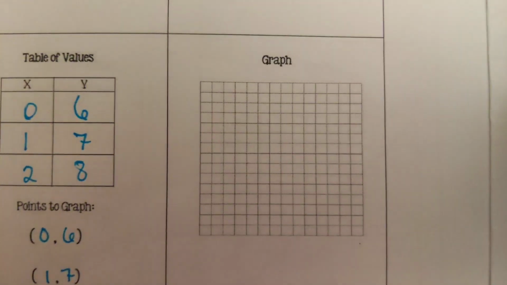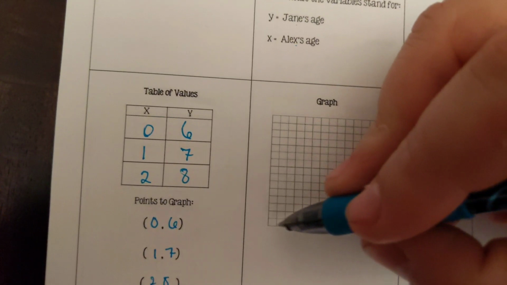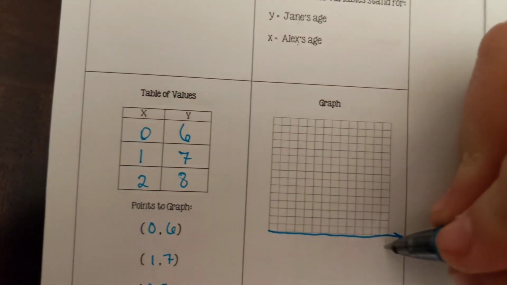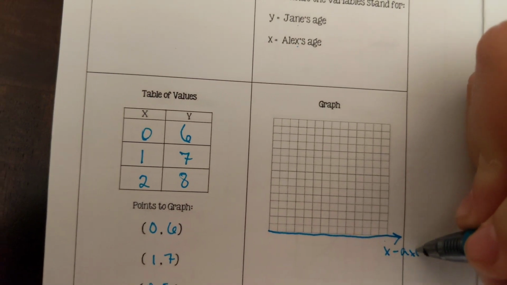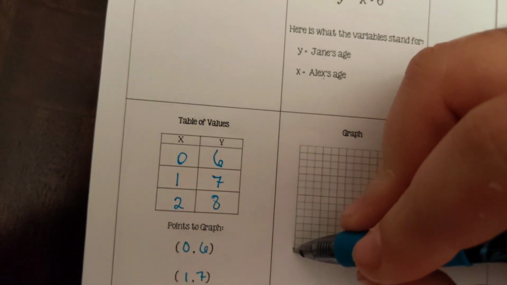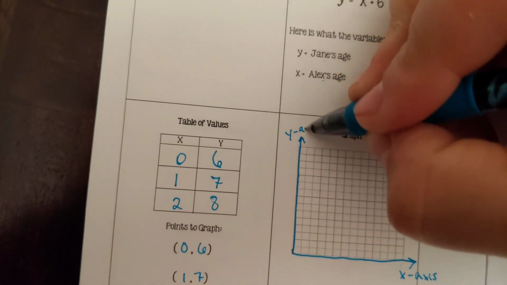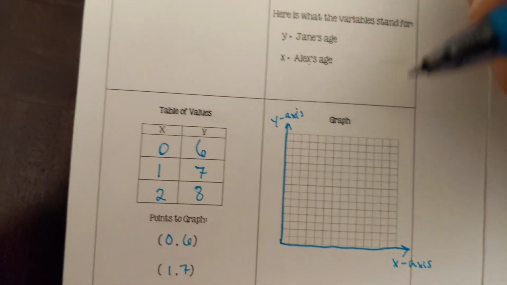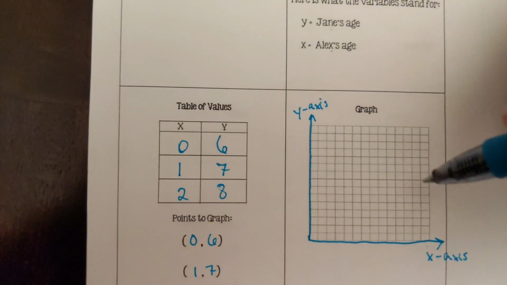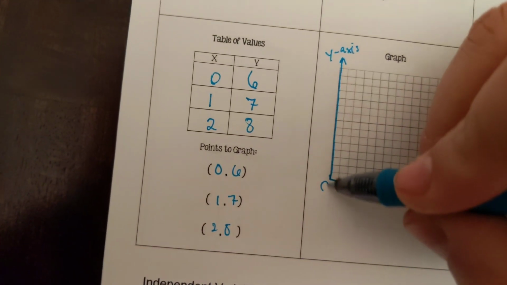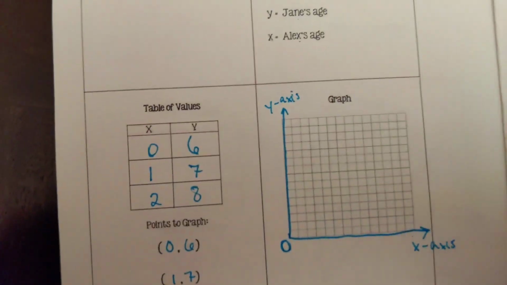Notice that your graph has nothing on there. So the first thing I want you to do is draw the x-axis and label it x-axis, and then draw the y-axis and label it y-axis. Okay. I'm not going to make you label the origin, but know that this point right here is the origin, so I'll go ahead and put a 0 there because that's where everything starts, right?